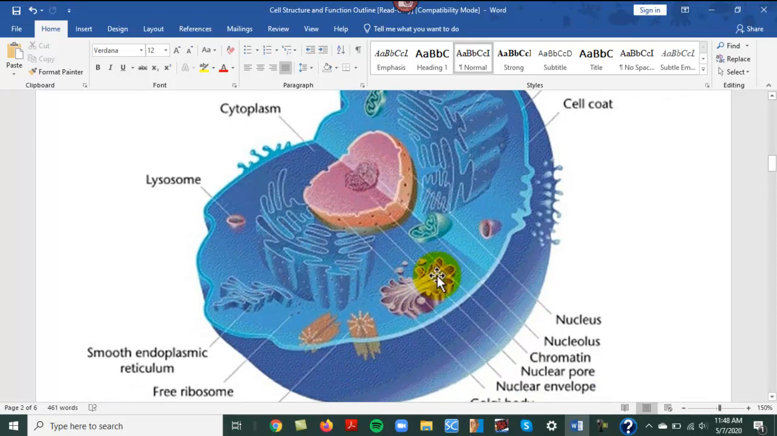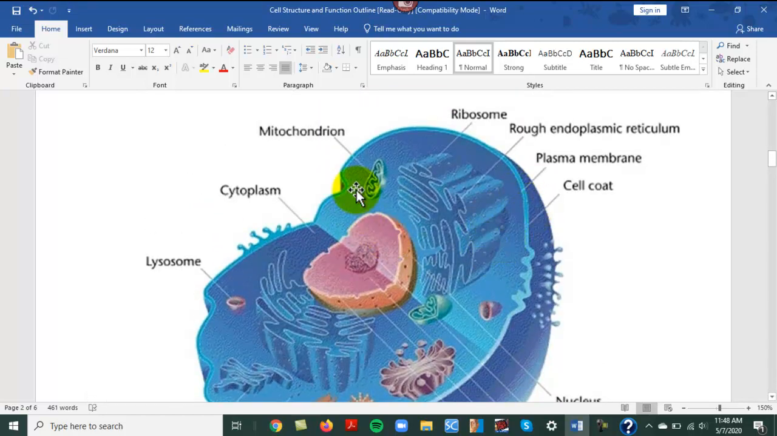A Golgi apparatus, this little squashed thing, by definition, it packages and modifies substances to be secreted out of the cell. It makes little vesicles that come off. A vesicle is something that can move a substance in and out of a cell.